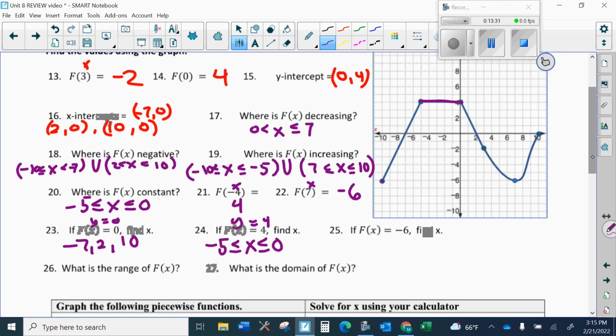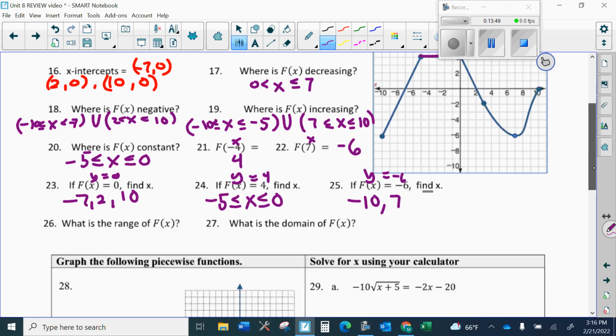Okay, where's y equal to -6? So go down to -6, it hits there, and it hits there. Is that an open circle? No, it's closed. So at -10 and at 7, both those spots, y equals -6.